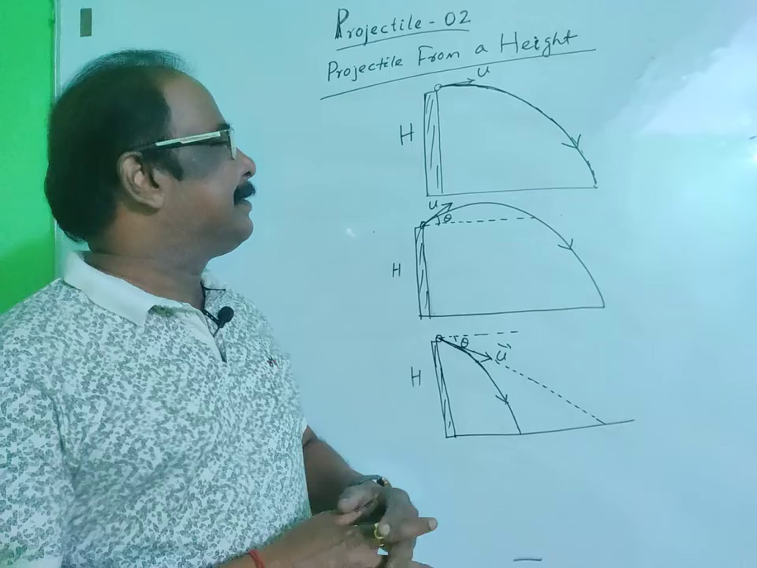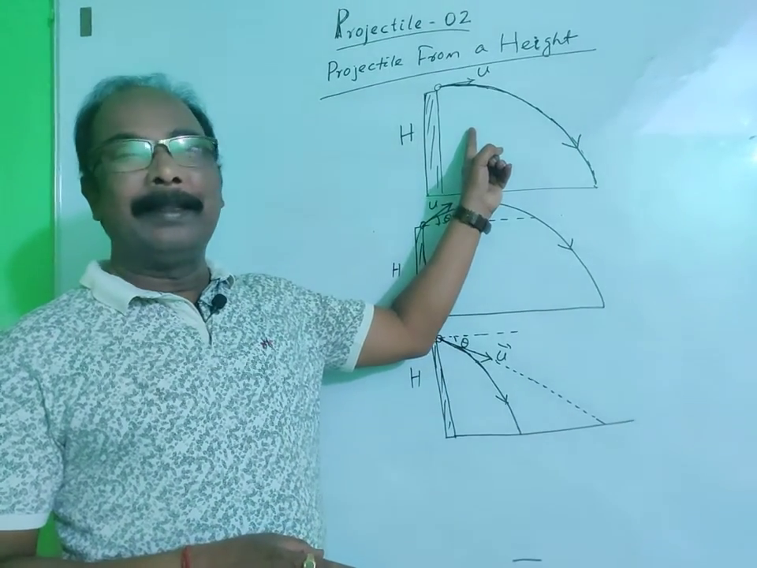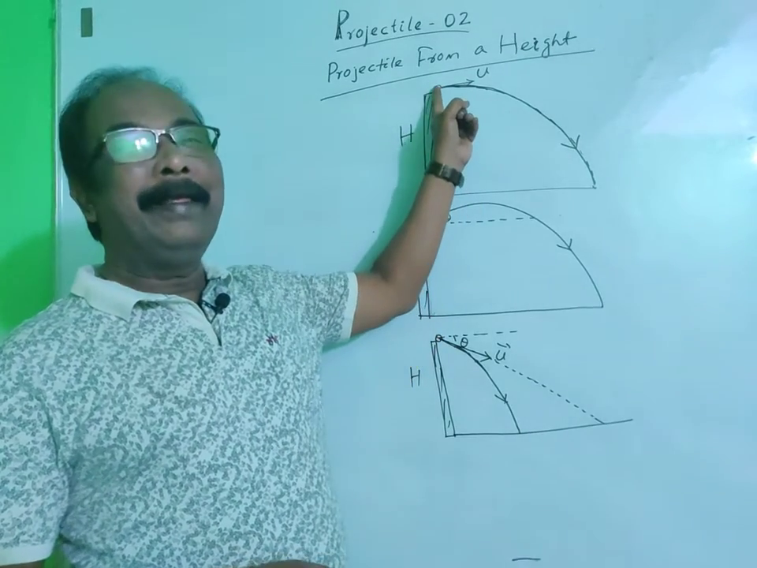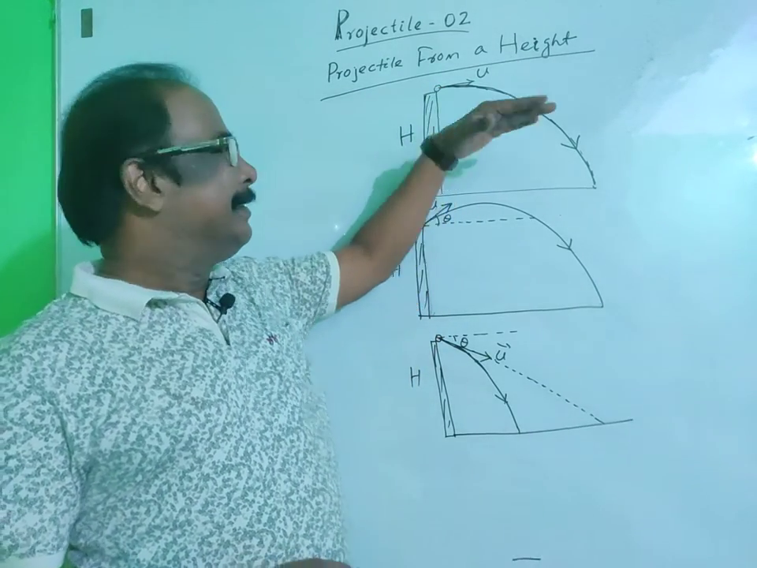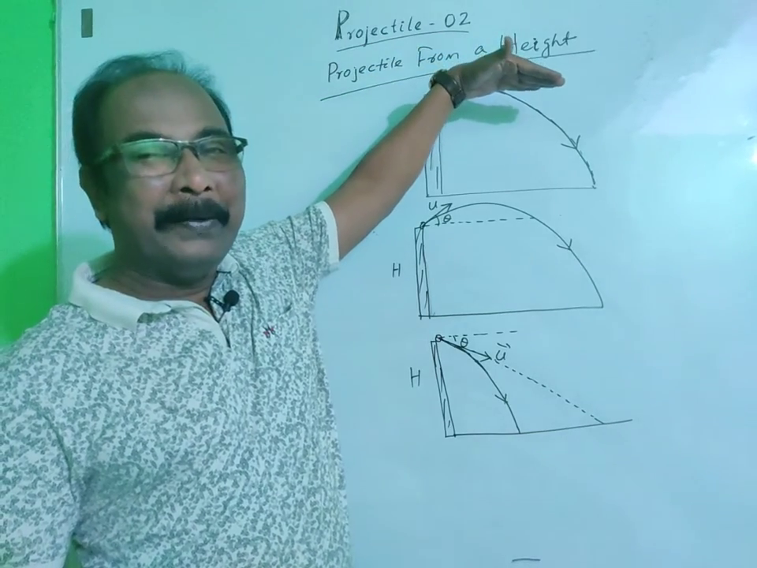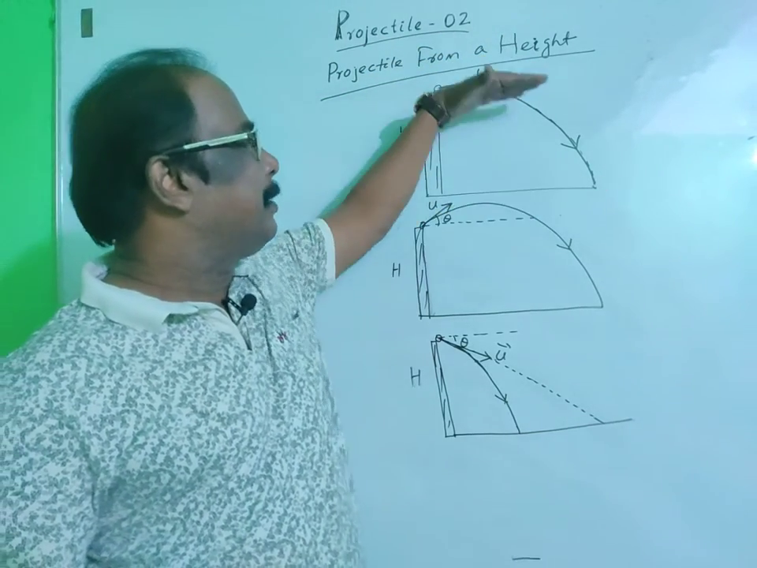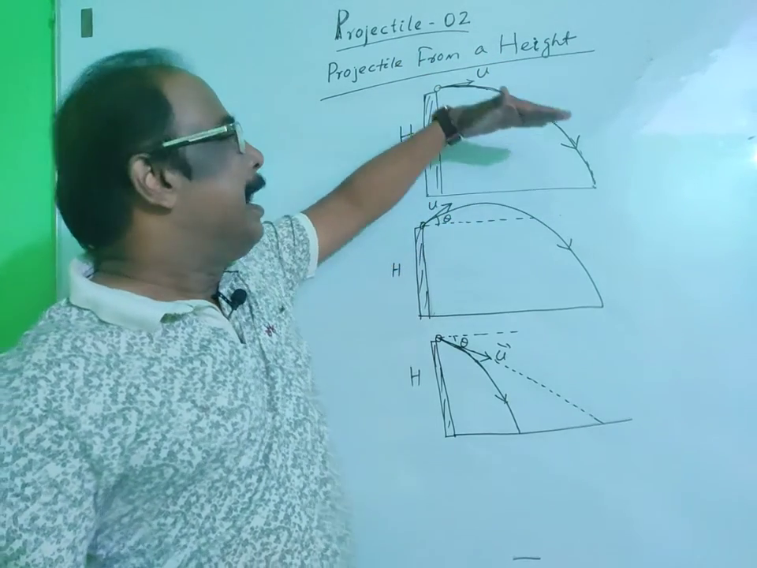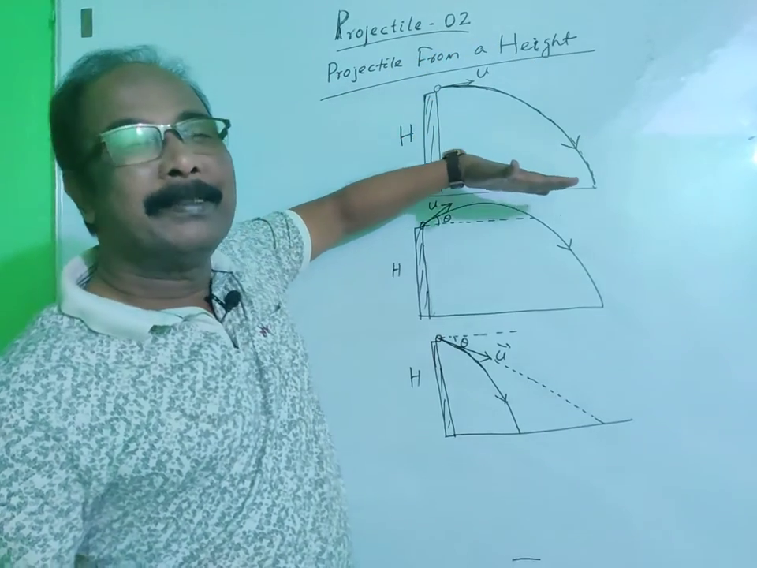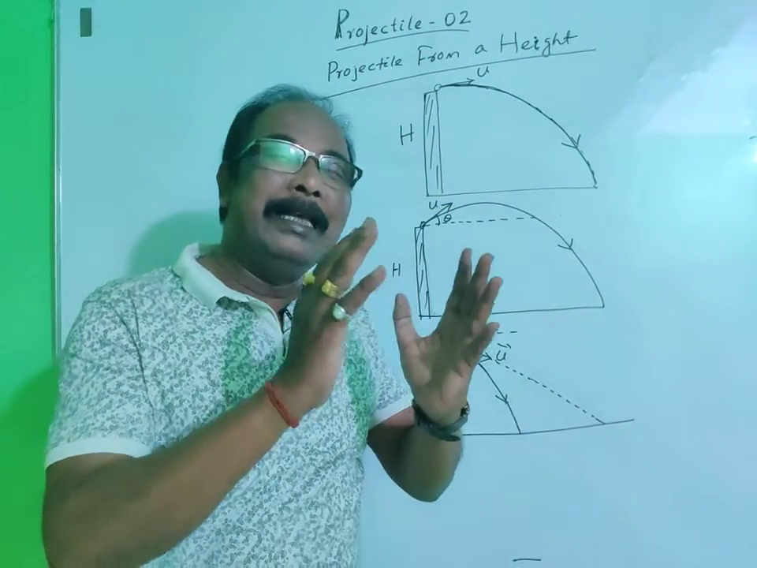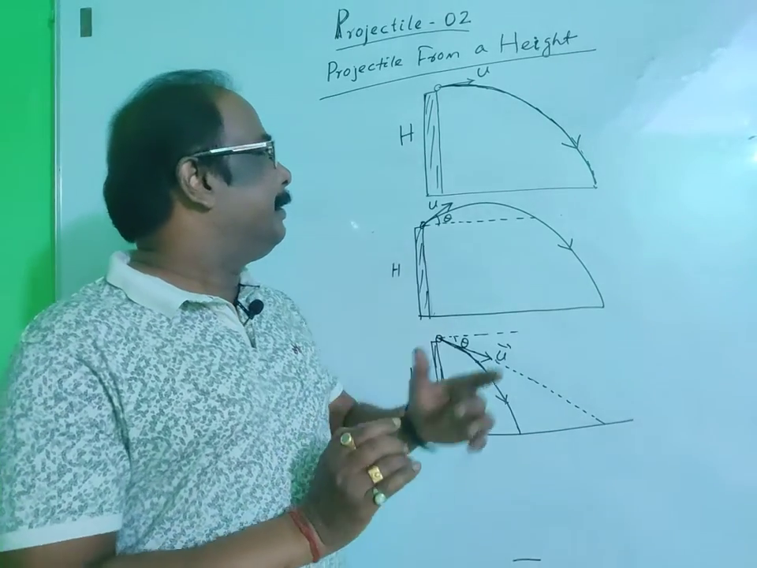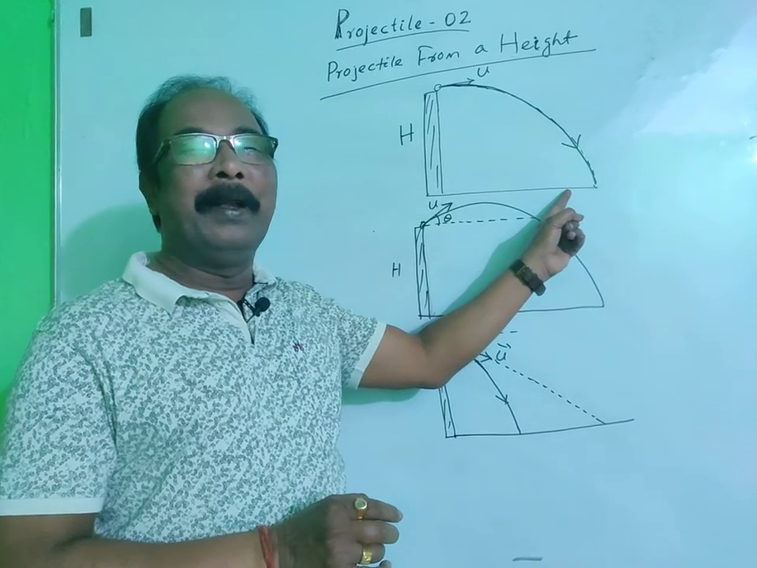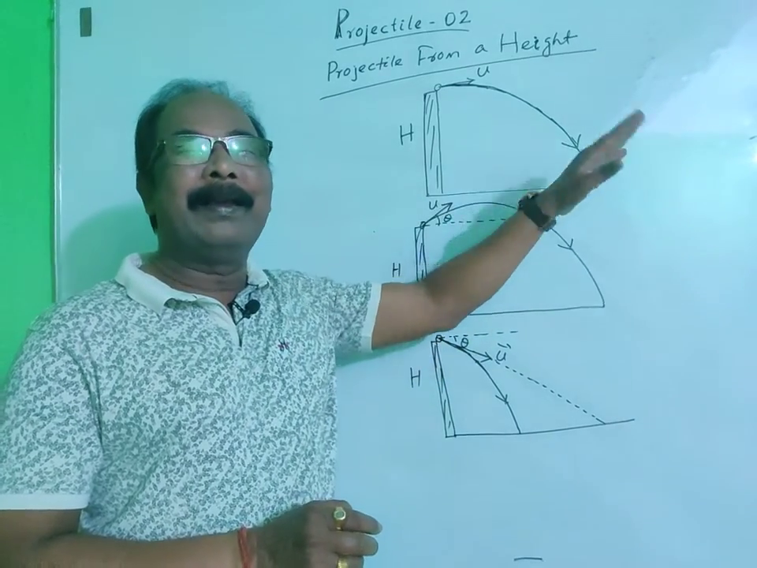The first case, a projectile thrown from a height, or a body thrown from a height with a velocity u parallel to the surface of earth. This is the surface of earth or ground, and the velocity is parallel to the surface of earth. It means the velocity of the projectile makes an angle of 0 degrees with the horizontal.